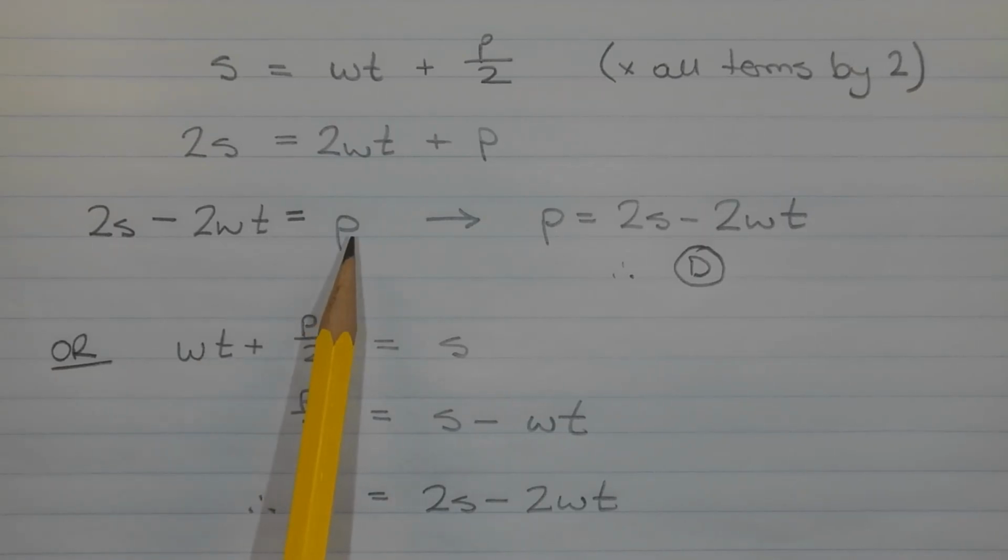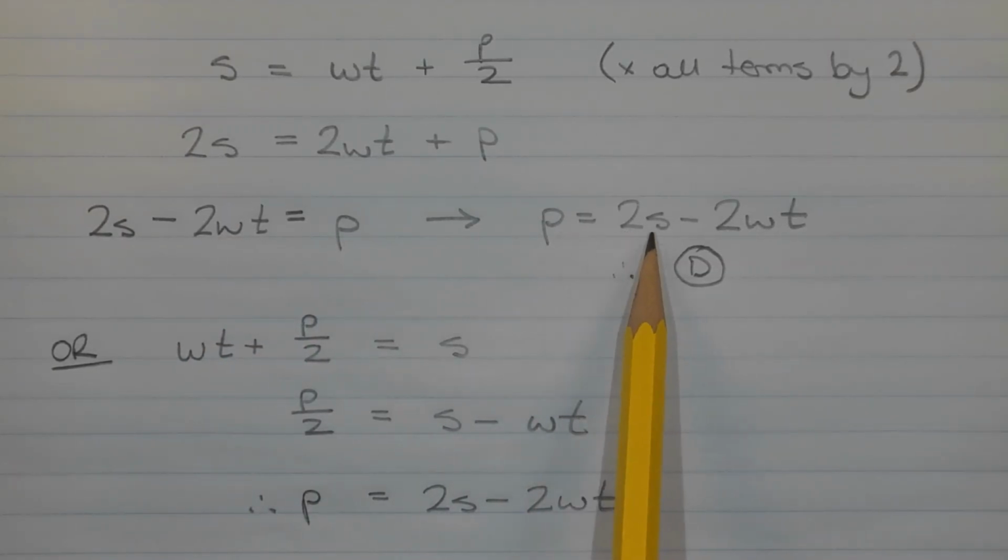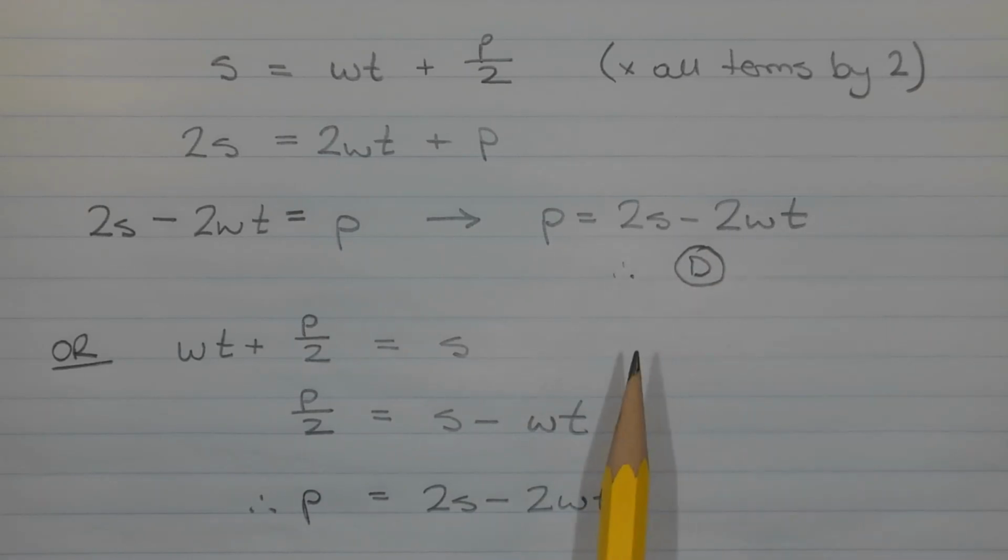Now technically we've isolated the variable p and it's on one side of the equation on its own. But convention holds that the subject of the formula should be on the left-hand side. So all we need to do is just switch both sides of the equation around and we get p is equal to 2S minus 2wt. Therefore, the correct answer is option D.